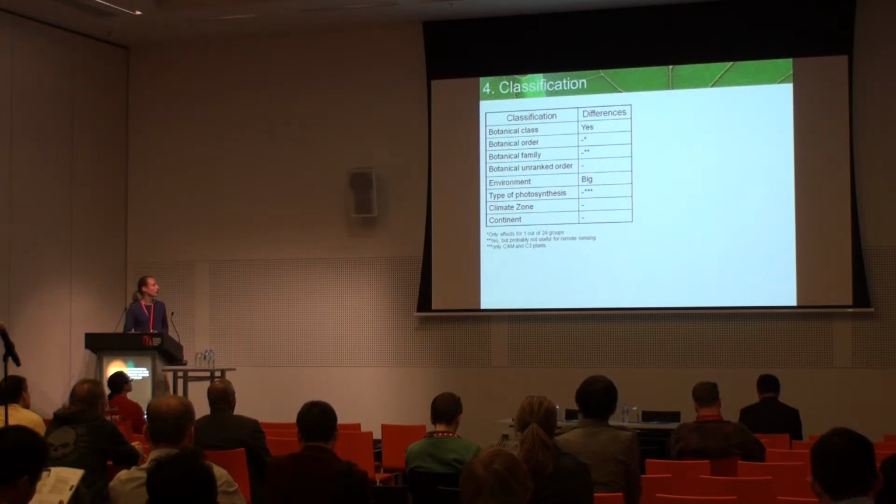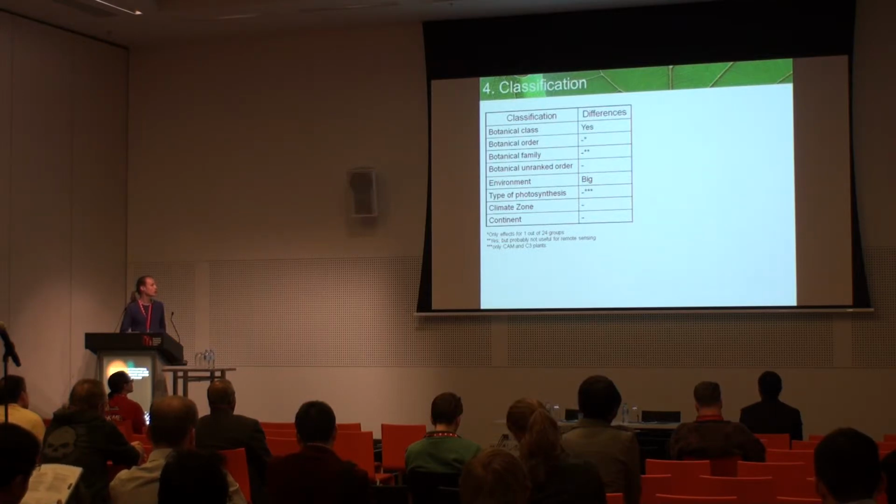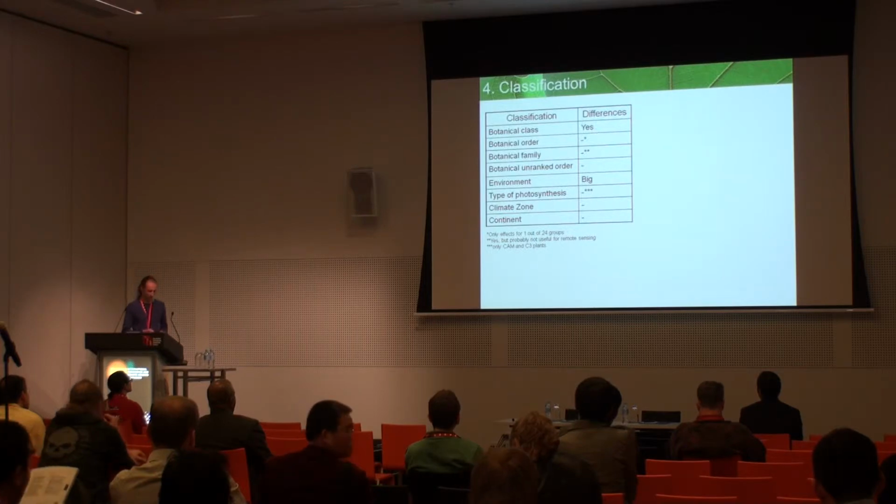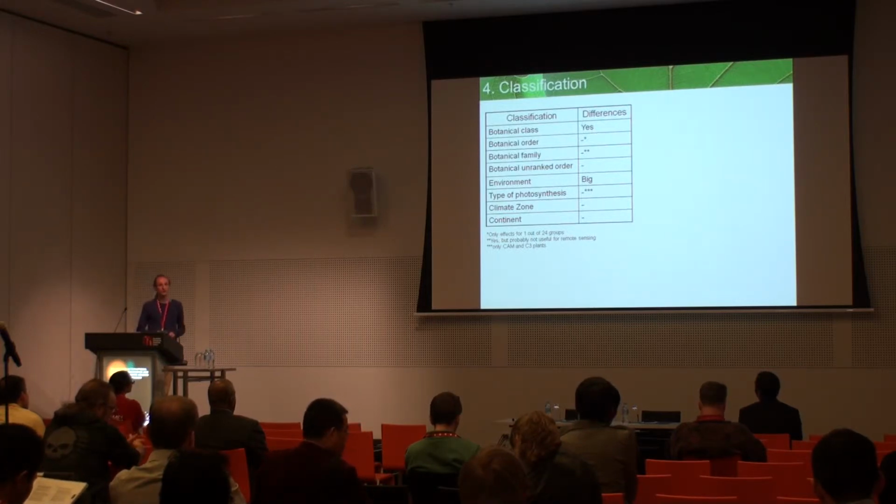For the environment, this was the first part I showed. We have the type of photosynthesis, which means common and C3 plants. We did not have enough C4 plants to do the investigation. We also analyzed climate zone and continent, but this did not show anything. So the question is, why can't we see anything?